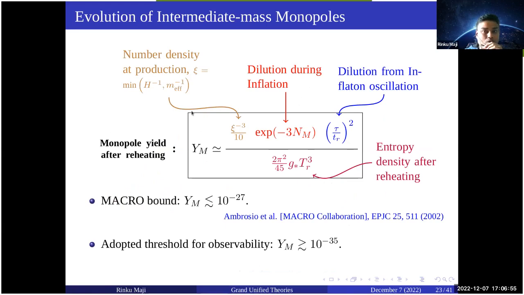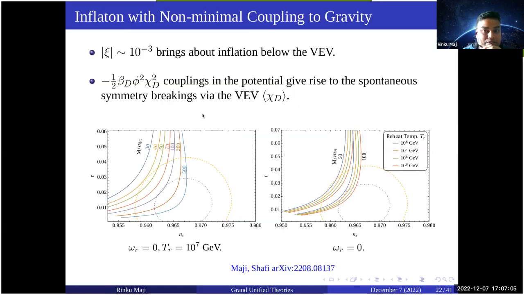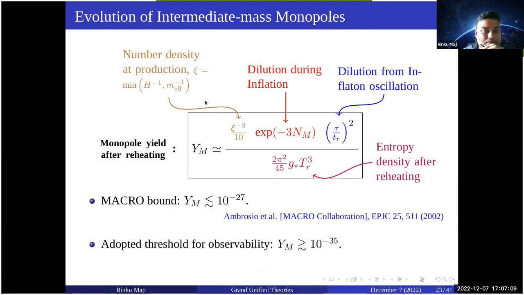Okay, so now here is the evolution of the intermediate mass monopoles. Here this xi is different from the previous xi. Sorry for the confusion. This xi is basically the correlation length, which is given by the inverse of the Hubble parameter or the effective mass of the scalars that actually breaks the symmetry.